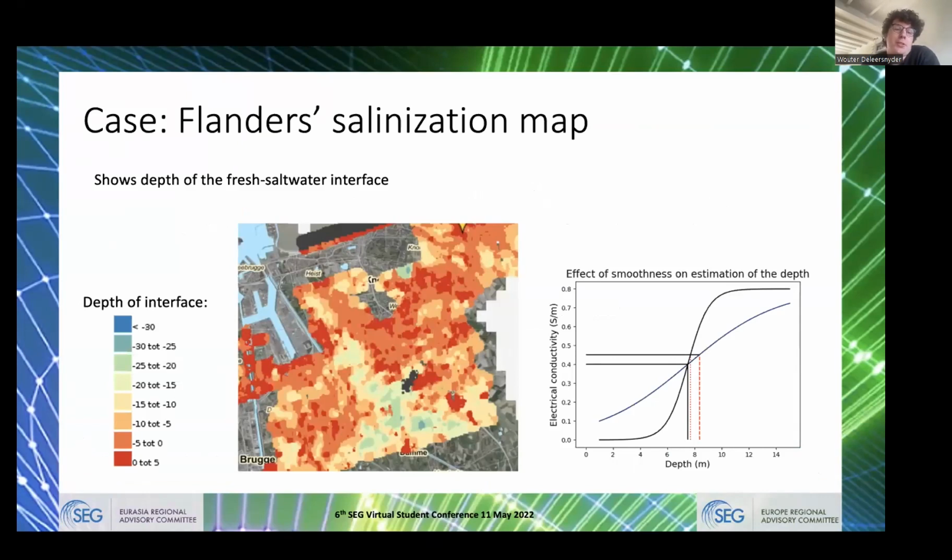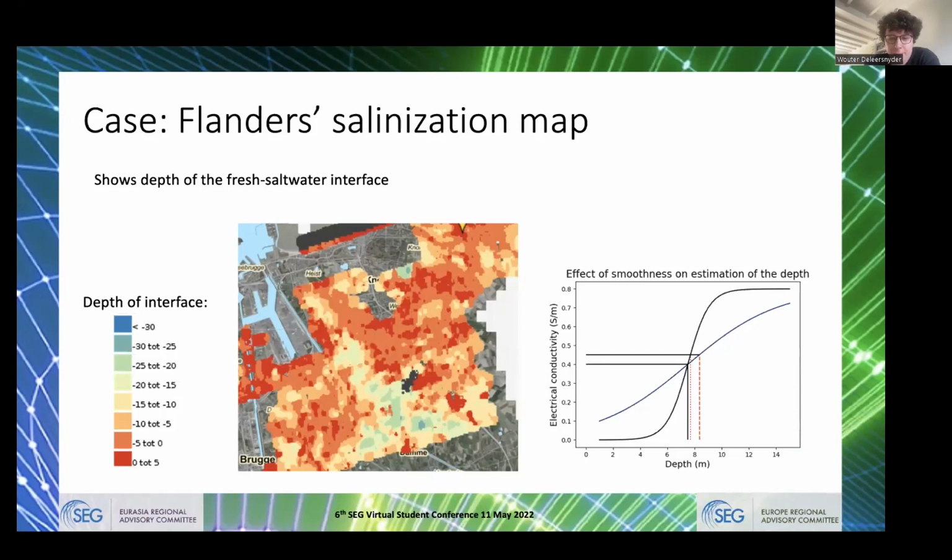It is a map that shows the depth of the fresh-saltwater interface, and you can see from this map that the saltwater is actually in the shallow subsurface, from 5 to 10 meters below the surface. But the problem with the map, and that's something I try to improve in my PhD project, is that it's overly smooth. And the fact that it's overly smooth can be problematic for the estimation of the depth of the interface. The figure on the right tries to illustrate that.